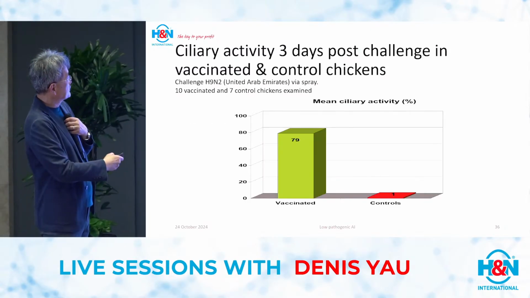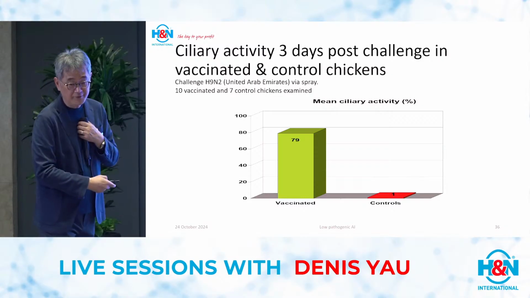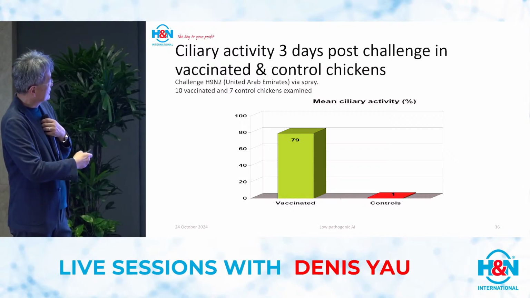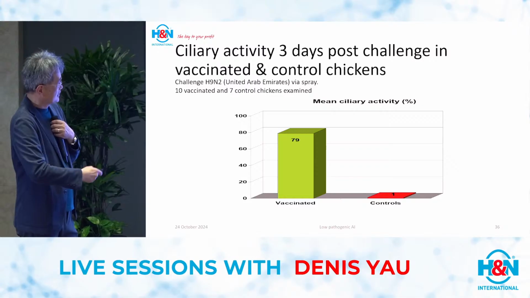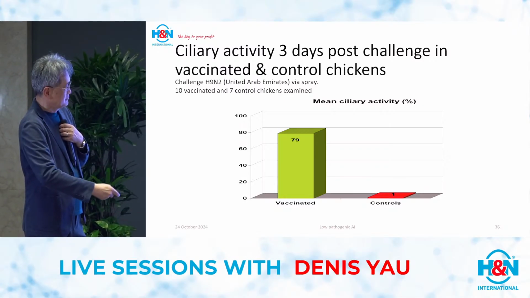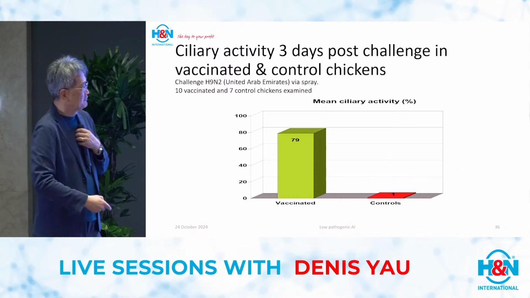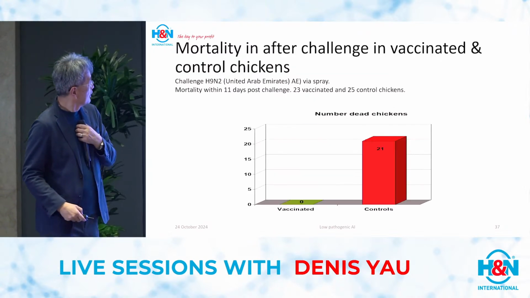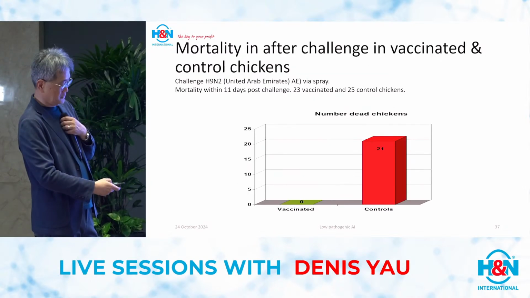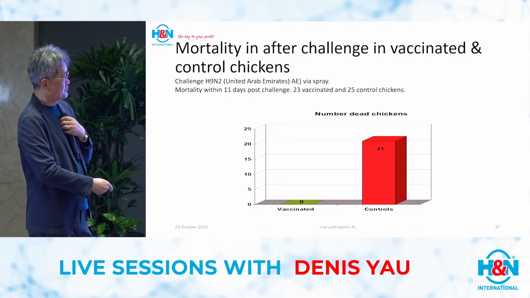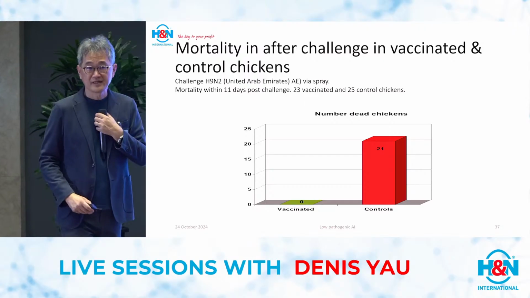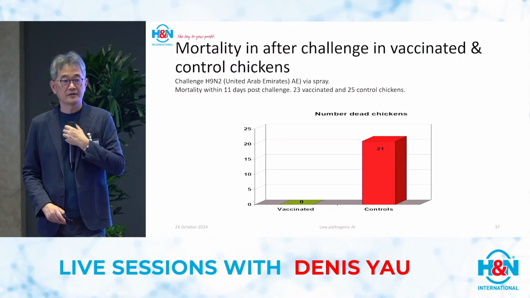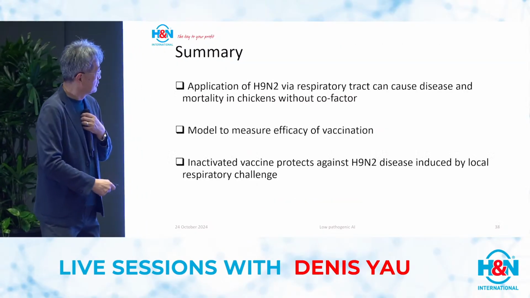You see here, we use the Arab isolate by spray, and you see the vaccinated group is well protected, but for the control, no vaccination, you see very poor cilia activity. With the mortality, you also see the vaccinated group does not get any mortality, but for the non-vaccinated group, you see 21 out of 25 birds are dead.